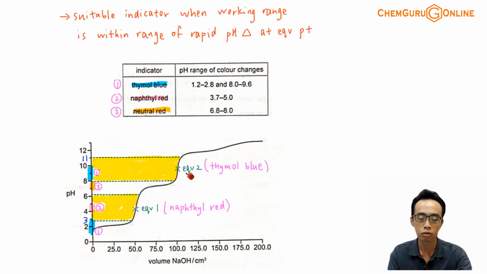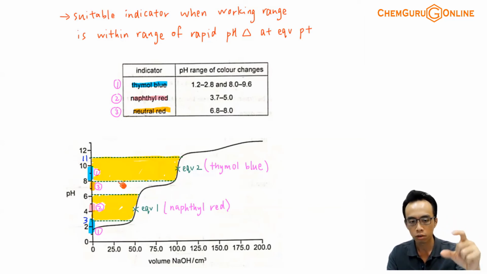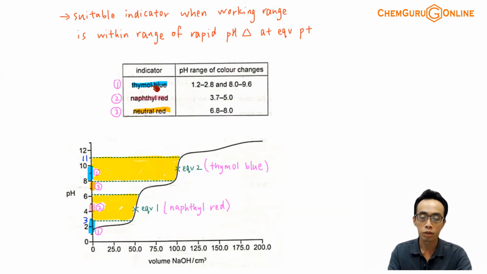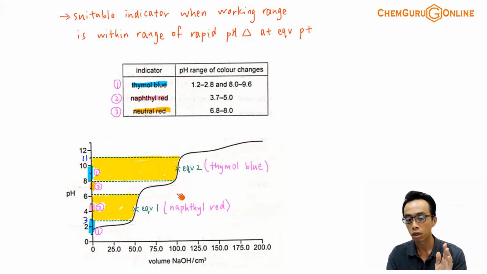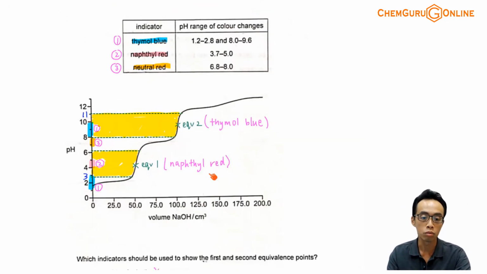Now how about equivalence point number 2? Range of rapid pH change is around 8 to 11. Again, a rough gauge will do. And you notice indicator number 1, my thymol blue, will be suitable because this blue region, which is the working range of the indicator, it is within this yellow region, the range of rapid pH change at my equivalence point number 2. So I know that my thymol blue will be a suitable indicator for equivalence point 2. So we more or less have determined the indicator that I should use for equivalence point number 1 is naphthol red. My equivalence point number 2 should be my thymol blue.